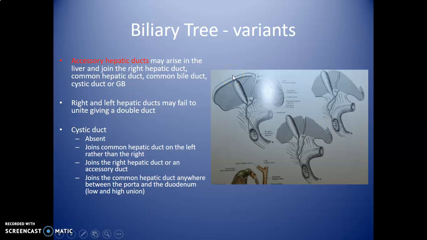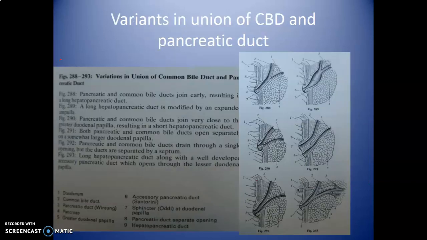Then the cystic duct can be absent, or the cystic duct can join the common hepatic duct on the left rather than on the right. Remember, the cystic duct usually joins towards the right. It can join on the left. Then it joins the right hepatic duct through an accessory duct. So you can have different variants of the cystic duct. This image just shows you the different variants of the cystic duct.